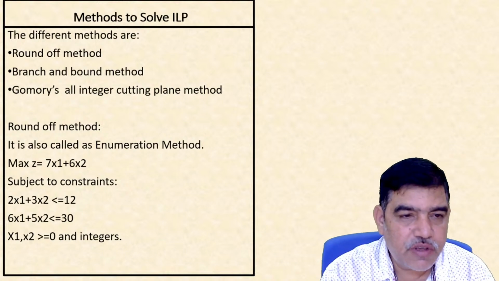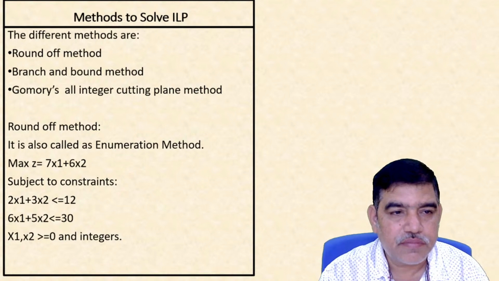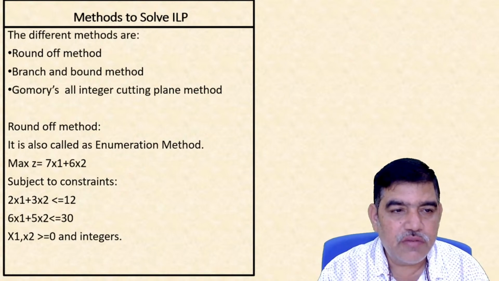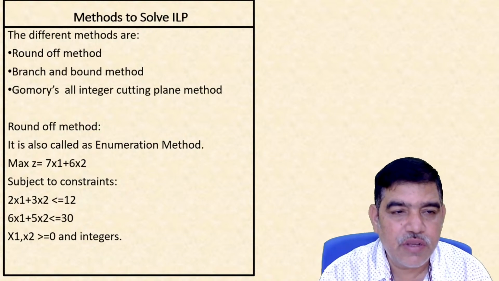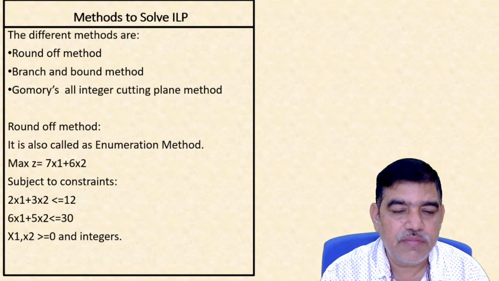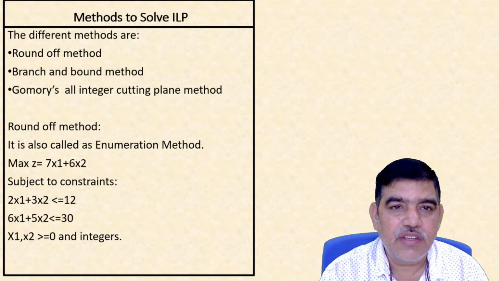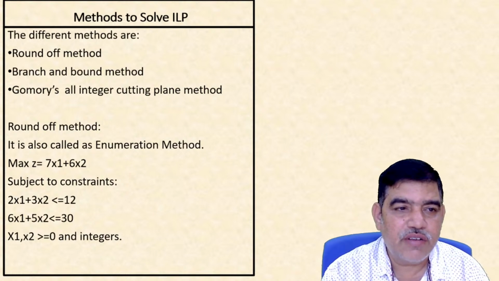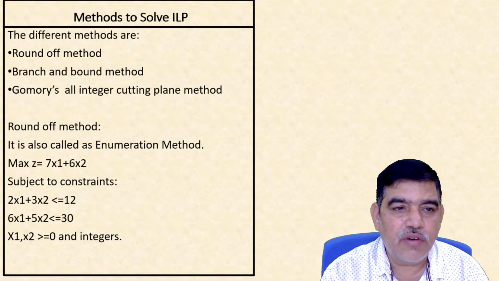Again, I am summarizing today's class. In this class we learned about the importance of integer linear programming. What is the difference between integer linear programming and the linear programming problem? Only one restriction is there. There are different types of integer linear programming and different methods, that is the round off method, branch and bound method, and Gomory's cutting plane method, all integer or mixed integer cutting plane method.